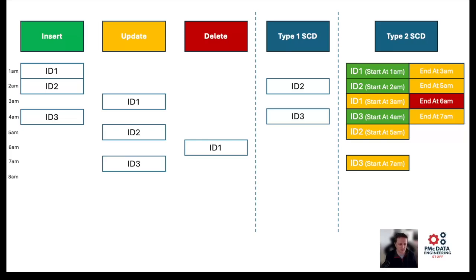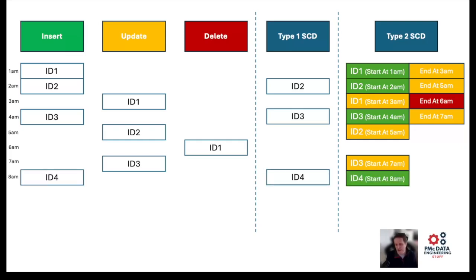So same sort of thing. ID3 gets updated in type 1 SCD. And then in your type 2 SCD, end at 7 a.m., we have a new entry for ID3 starting at 7 a.m. And then we can do an insert. You get the idea on how this sort of thing flows. So ID4, a new entry, appears in type 1 SCD, and then in type 2 SCD, has a start at 8 a.m.